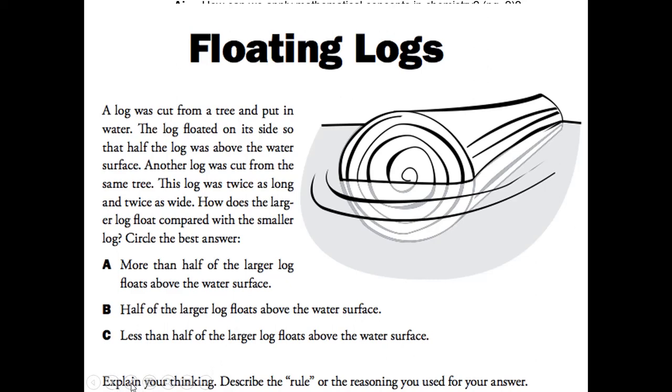Okay, so since they're cut from the same tree, they will have the same density. And since the smaller log floated, half the log was above the surface of the water, that means the larger log will be the same thing. So the answer is B, because both logs have the same density.